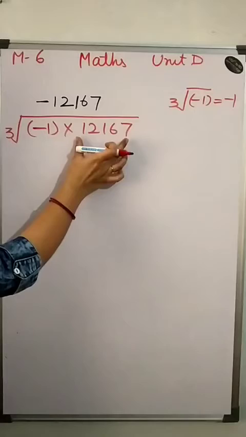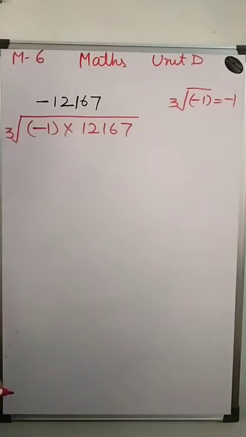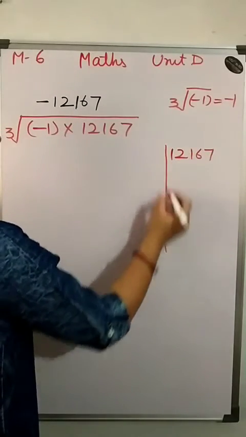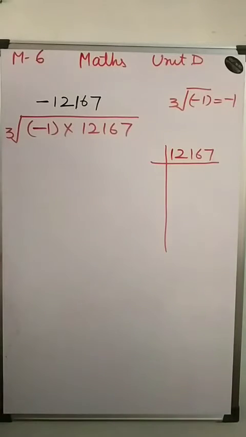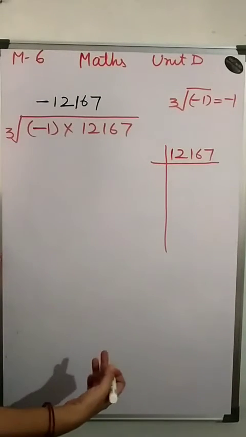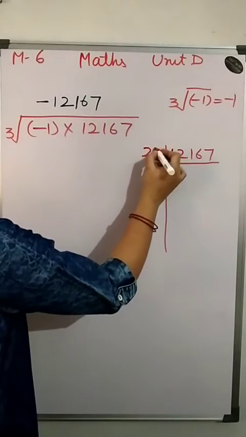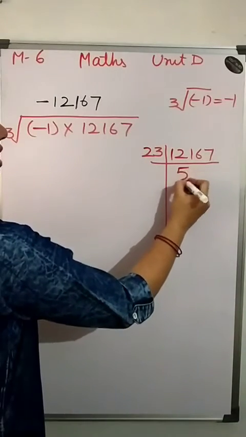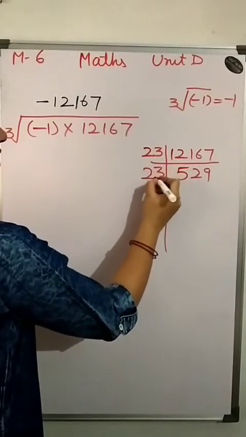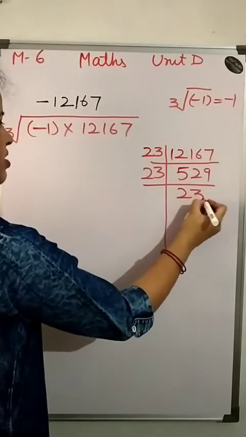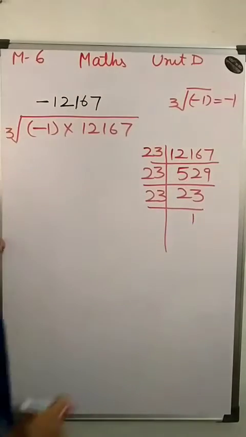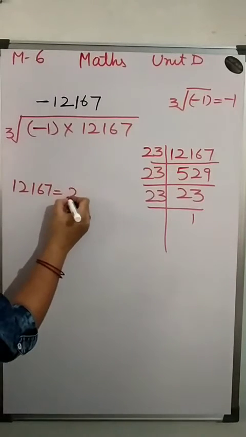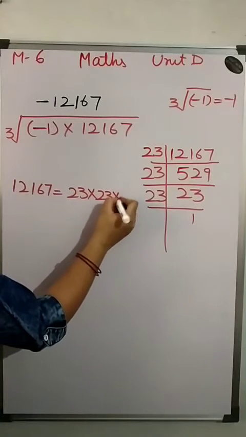First we calculate the cube root of 12,167 by the prime factorization method. Because this number is not divisible by 2, 3, 5, 7, we check all the prime numbers. Then I find this number is divisible only by 23, and it gives 529. Again it is divisible by 23, and it is 23 and 23. Now 12167 is equal to 23 multiplied by 23 multiplied by 23.